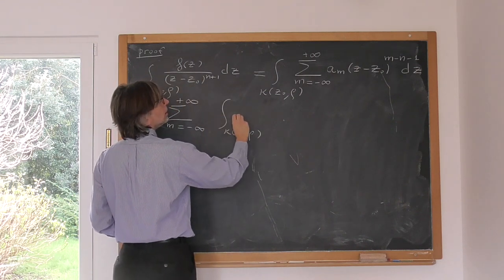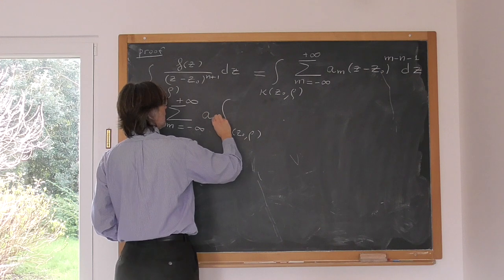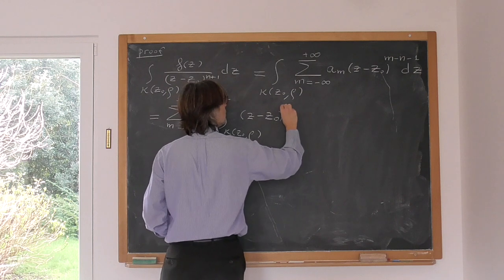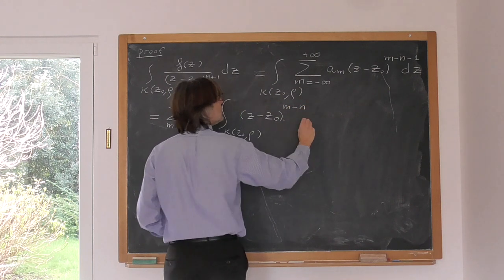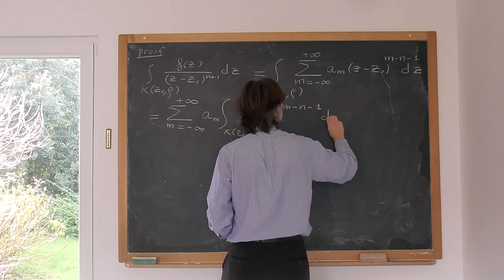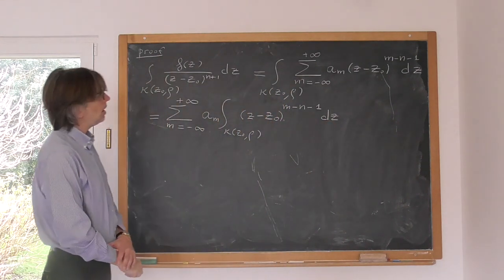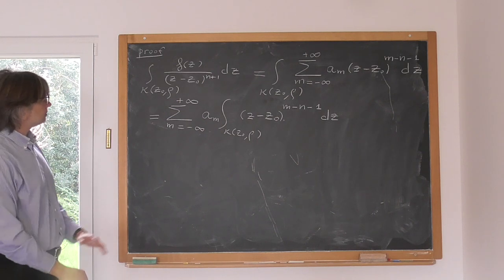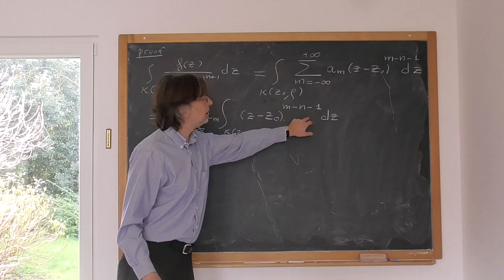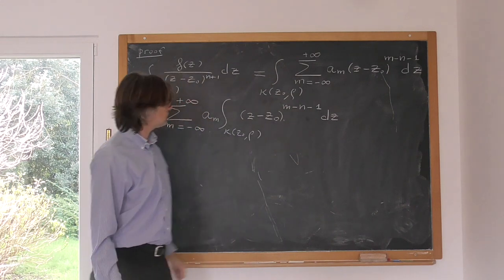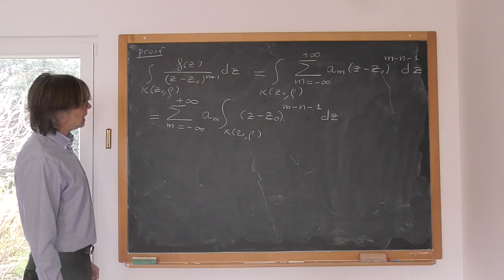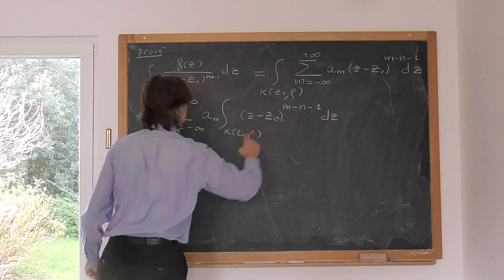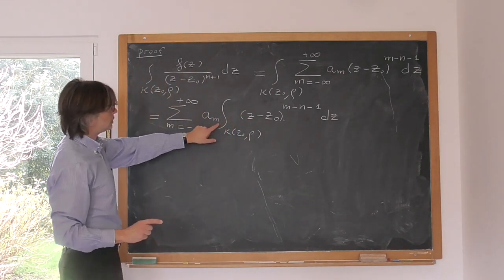This a_m, we can write it outside, a_m, and here we have (z − z0) to the power m − n − 1 dz. Okay, we got this formula, and now we have to compute these integrals. To compute these integrals, let me do first a step.